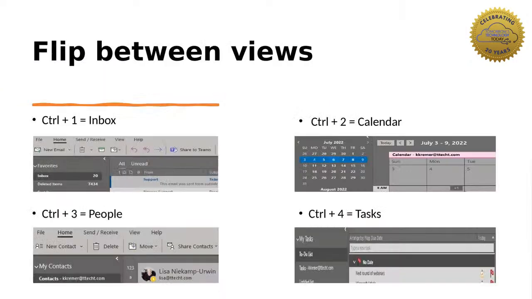So the next one is to flip between views. We all know within Microsoft Windows that you can use your Control-Tab and flip through your different screens. Outlook is the same way: as you're going from your inbox to your calendar to your people to your tasks, you can actually use shortcut keys. So if you use Control-1, that will take you to your inbox. If you use Control-2, that'll take you to your calendar.